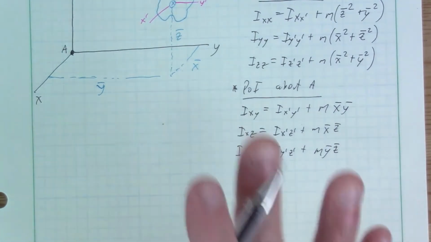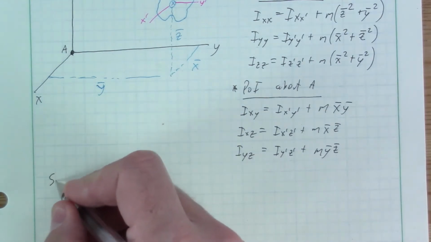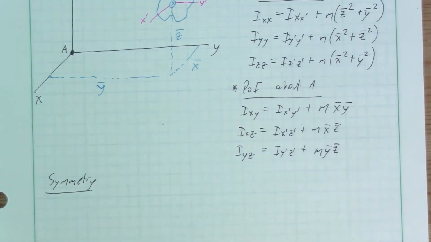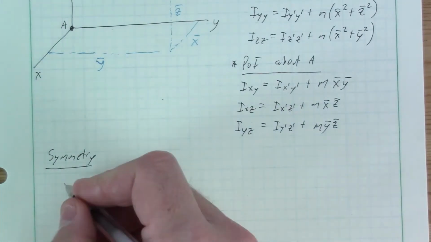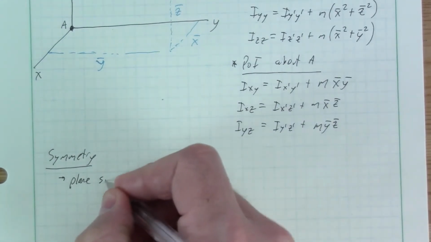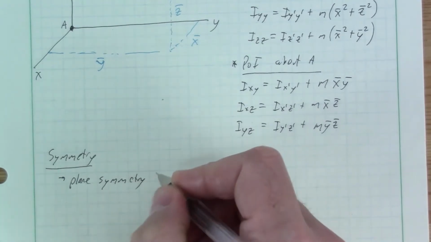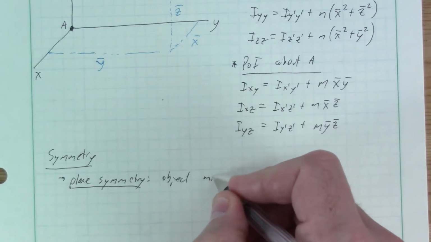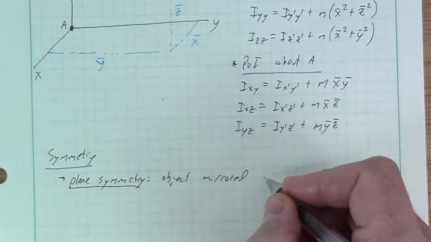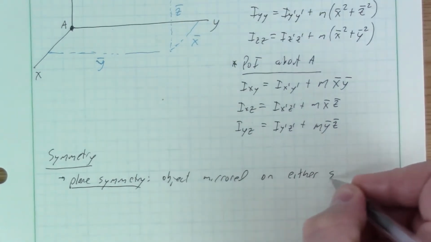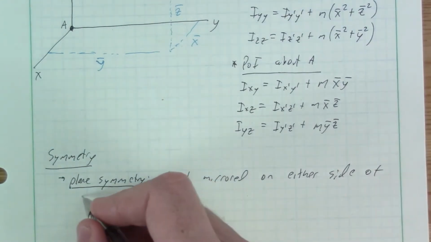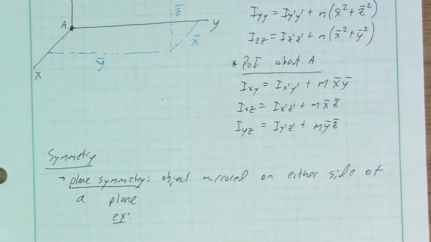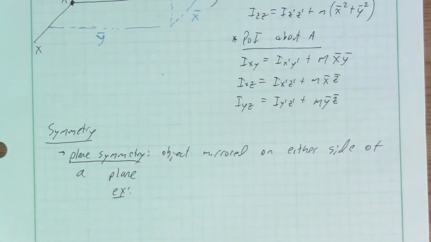Let's see if symmetry can do this. Let's look at what symmetry does for different types of symmetry we have in shapes. So one is called plane symmetry. And what that means is that an object is mirrored on either side of a plane.